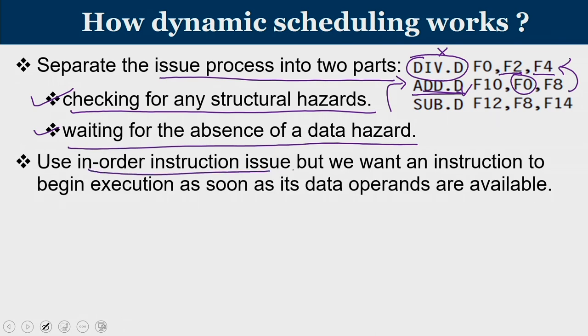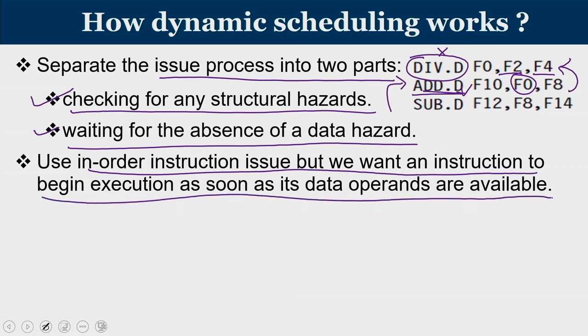So we use in-order instruction issue, but we want an instruction to begin execution as soon as its data operands are available. Issue means that if you are free from structural hazards, perform the issue, and as and when the data is available, run. If the issue is in order, add will be issued. That means it goes to the adder and waits at the input of the adder for the value of F0 to be ready. With the F8 value, it can wait in the adder, and as and when F0 is available, add can proceed.